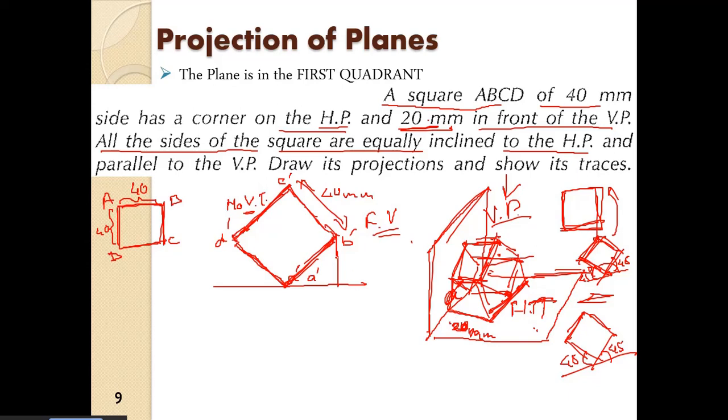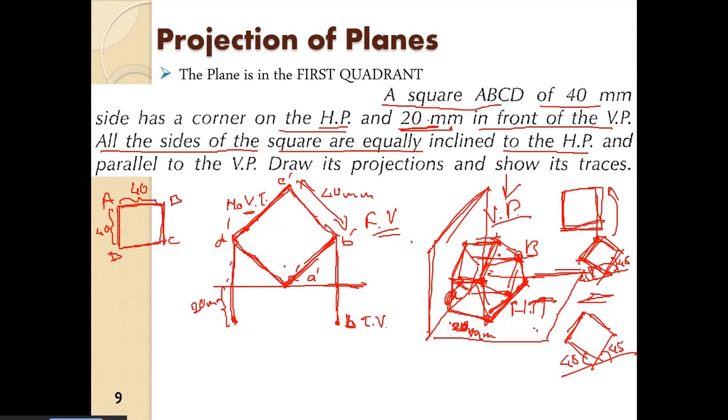So we will first project the point B dash up to this point, the intersection of the line. Then from here, that is the VP, we will project 20 mm. So this is B, the top view of the point B. Then we will project the point D dash. Again at 20 mm, so we will have D dash at the point here.